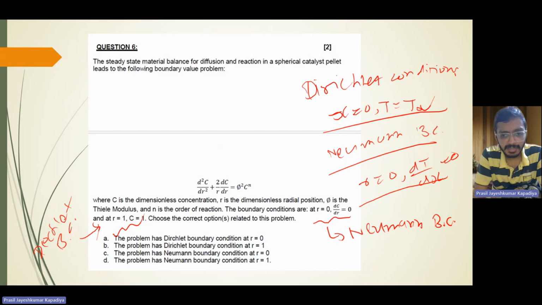The problem has Dirichlet boundary condition at r is equal to 0. At r is equal to 0, is it Dirichlet boundary condition? No, it is Neumann condition. So this is wrong. The problem has Dirichlet boundary condition at r is equal to 1, and as r is equal to 1 this is Dirichlet, so this is correct. The problem has Neumann boundary condition at r is equal to 0, this is correct. And the problem has Neumann boundary condition at r is equal to 1, so this is wrong.